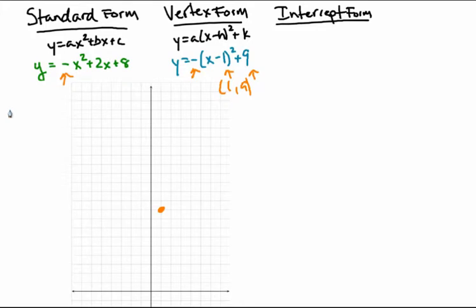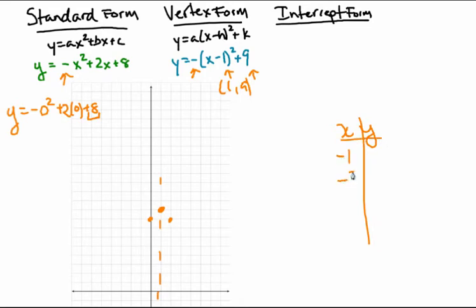Using standard form, if I plug in 0, that's going to be y equals negative 0 squared plus 2 times 0 plus 8. Okay, so this 8 here is going to be our y-intercept. So there's a point at 0, 8, and because of our axis of symmetry through here, we know that there's a point at 2, 8. Let's plug in a couple other points and see what we get.